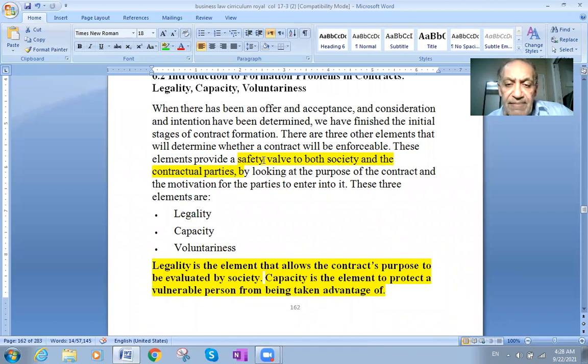There are some elements which provide a safety valve to both society and the contractual parties. We have to look at the purpose of the contract, and the motivation of the parties entering into it. These 3 elements are legality, capacity, and voluntariness. Is this contract legal? Is it by the willing of all the parties?